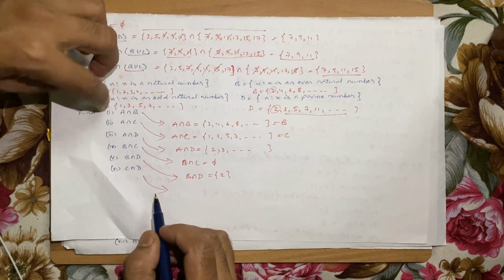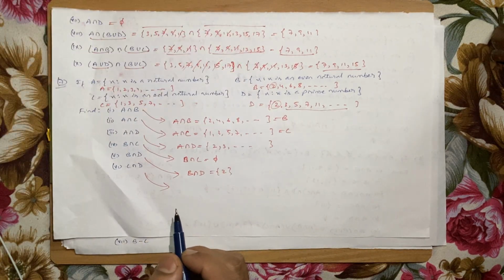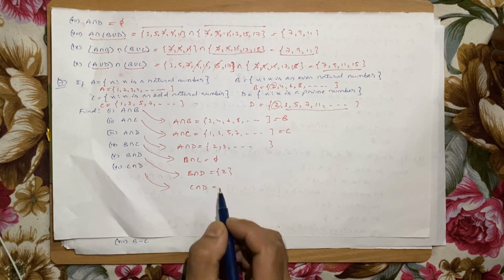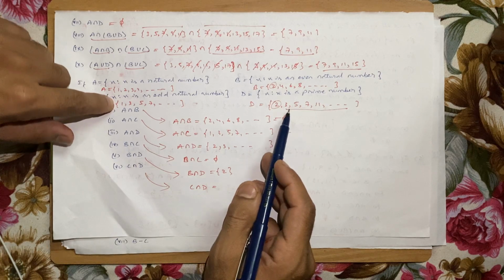C intersection D, C and D intersected, okay? So what will be C intersection D? There is a 1, but here I don't have a 1.